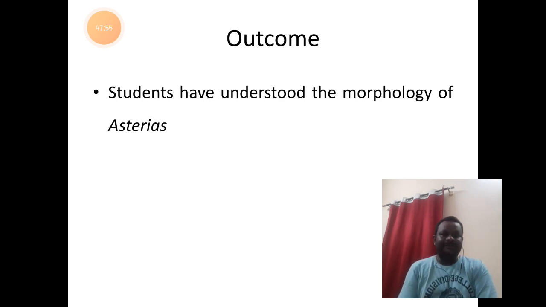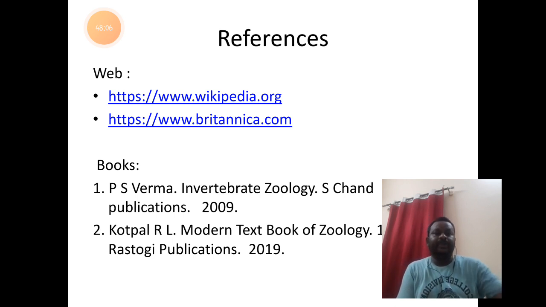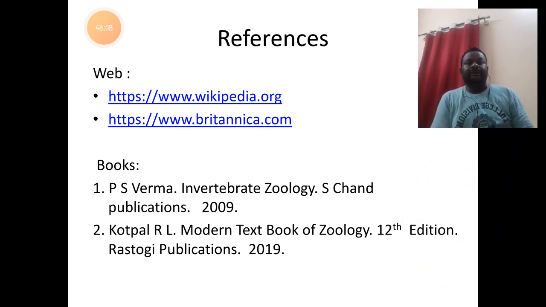Well students, we have come to the end of the session. What have we understood here? We have understood the morphology related to Asterias. Students, the web references include Wikipedia and Britannica.com, and book references include Invertebrate Zoology by P.S. Verma and Modern Textbook of Zoology by Kotpal.